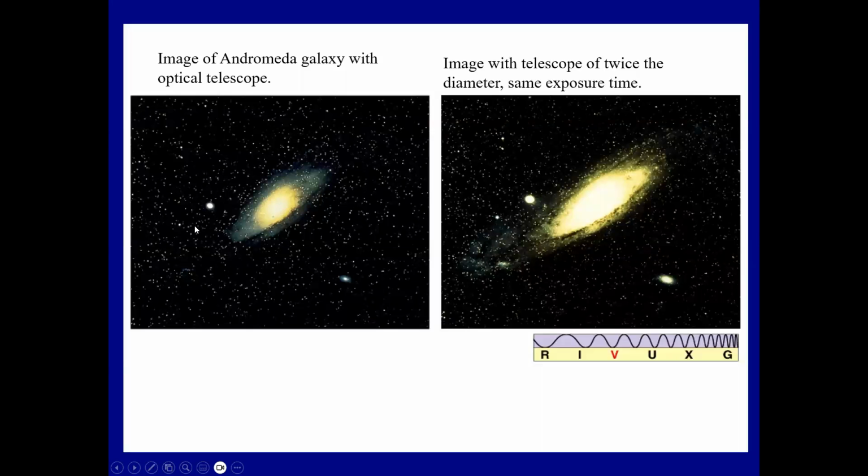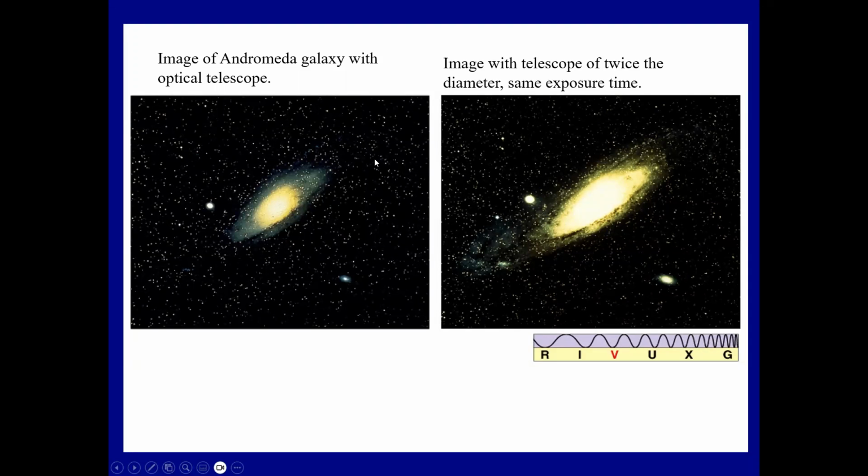Basically, what a telescope does is collect photons, the photons emitted by faraway objects. The more photons we collect, the more detail we can see, the more light we can observe.